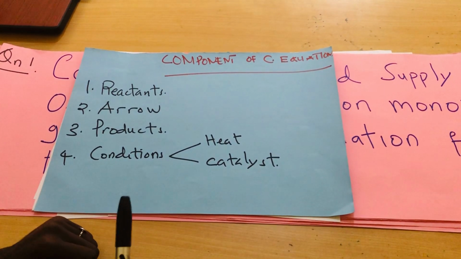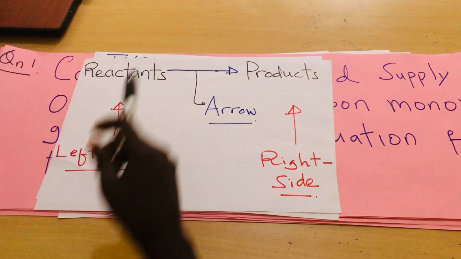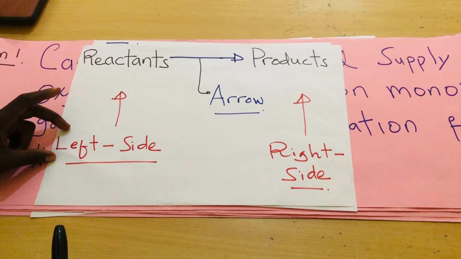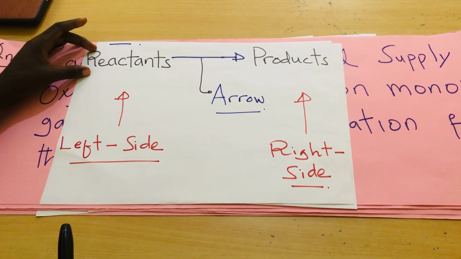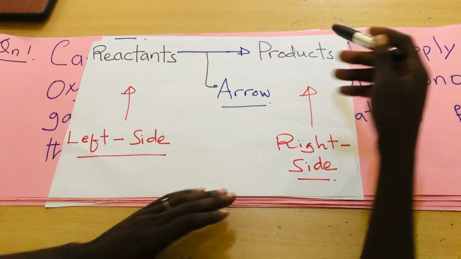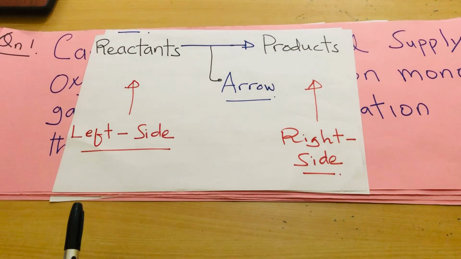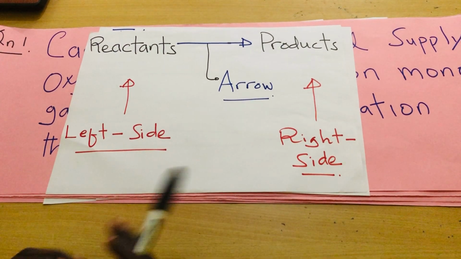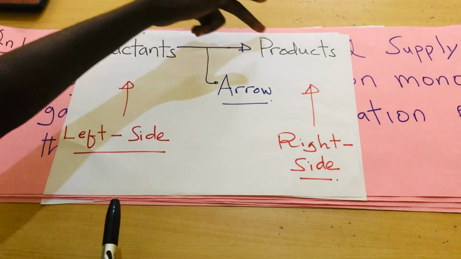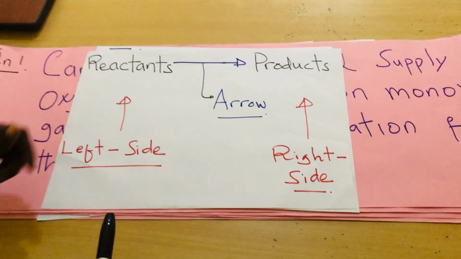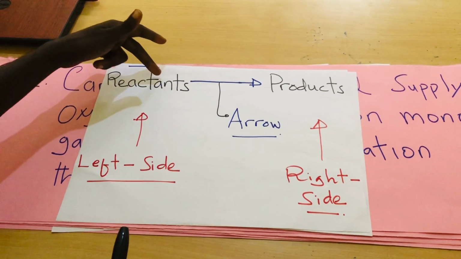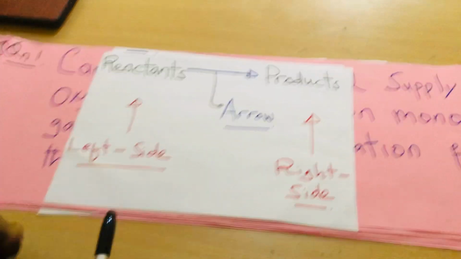So these 4 components can be summarized as follows. At the left side of the reaction, we have reactants. And the right side of the reaction, we have products. So we always put reactants on the left side and the products on the right side. At the middle between reactants and product, we have arrow. This arrow indicates the direction of the reaction. It is moving from the reactant side to the product side.